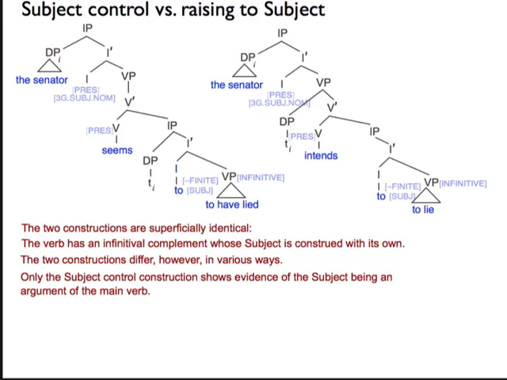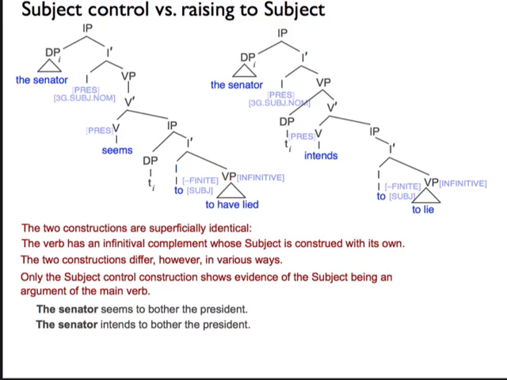The evidence of the subject being an argument of the main verb only occurs with the subject control construction. So intend, the claim is going to be that verbs like intend are subject control verbs. They're going to have an argument that forces the embedded IP to have no subject at all.